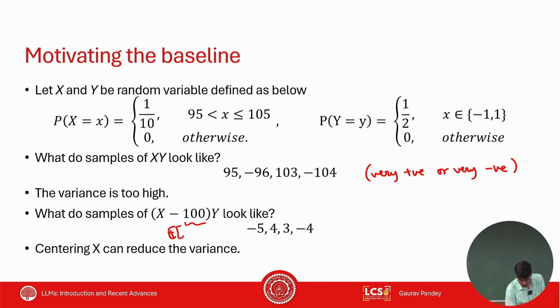this is the expected value of x. I'm guessing expectation will be that only, but I'm not sure. Somewhere around 100 it will look like, right? So if you had subtracted the mean of the random variable x and then multiplied by y and then sampled from that quantity, how will the numbers look like? They will look like -5, 4. I mean, the difference between these numbers will not be as huge as in the first case. Or in other words, the variance is low.